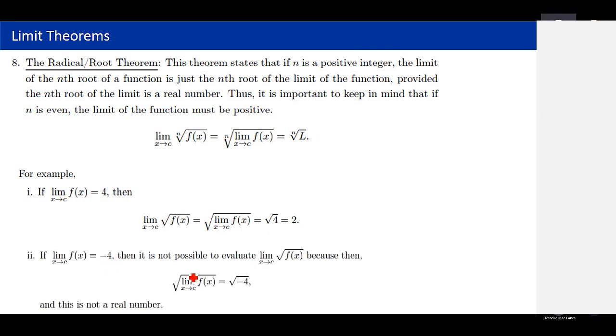Negative 4, of course, is not a real number. It is not possible to evaluate. So, the limit of f of x as x goes to c equals negative 4, so we say that this is the square root of negative 4, and this is not a real number. Anong isusulat natin? Equals square root of negative 4 lang. Hindi natin sabihin na hindi siya, does not exist. Kundi, ang isusulat natin is not a real number. Okay? Question with the 8 theorems?